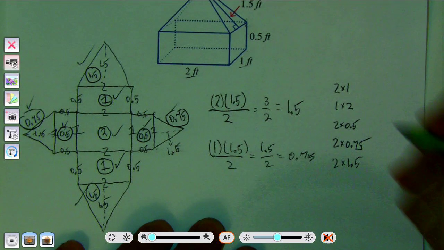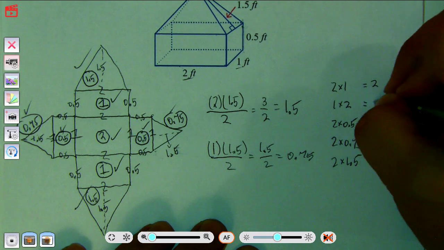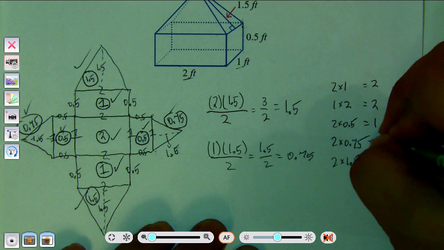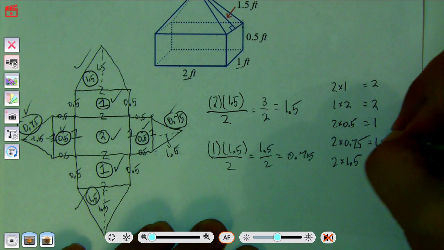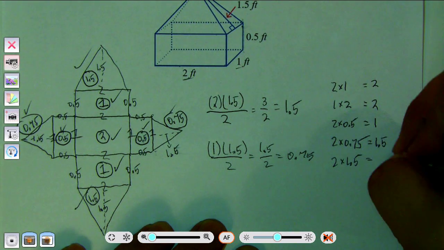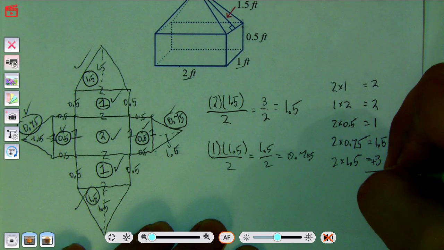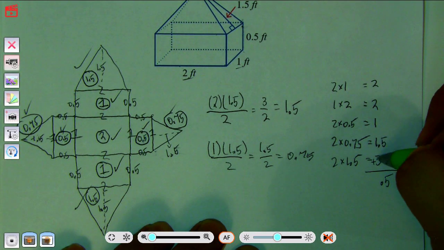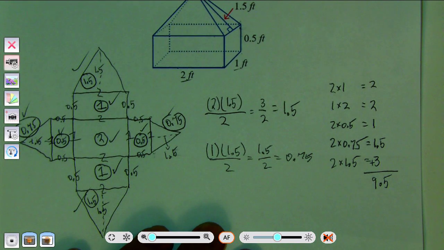All right, now we'll evaluate. 2 times 1 is 2. 1 times 2 is 2. 2 times 0.5 is 1. 2 times 0.75 is 1.5. And 2 times 1.5 is 3. And we'll add all this together. 0.5 comes down. 1, 2, 3, 4, 5, 6, 7, 8, 9. So there's our surface area. But let's make sure we've done the reading.